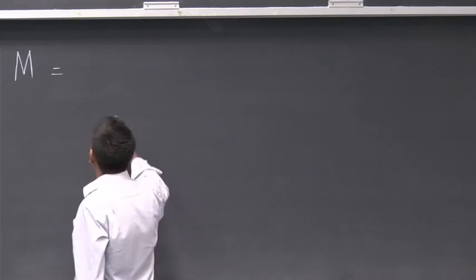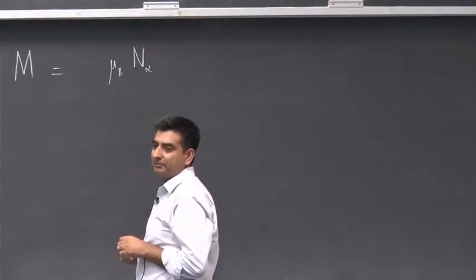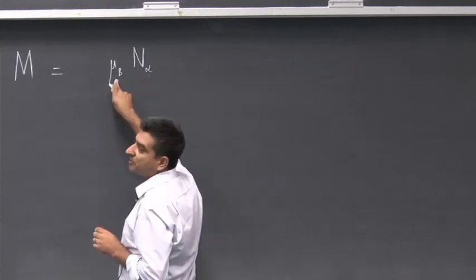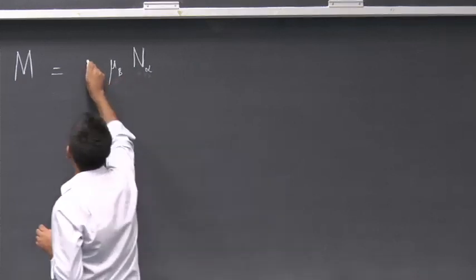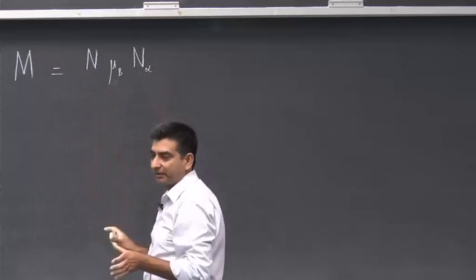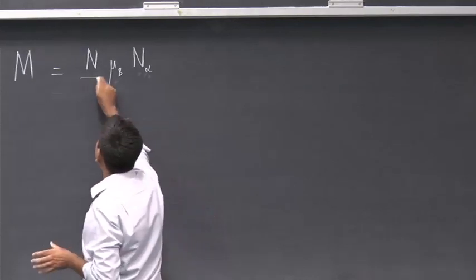If my spins are in the state alpha, what is the moment of each spin? Mu b. But I have n alpha spins. So n alpha spins, each one of them has a moment mu b. So this is a fraction. I multiply this with the total number of spins. This is n into n alpha, the number of spins in state alpha. I divide this by the volume.